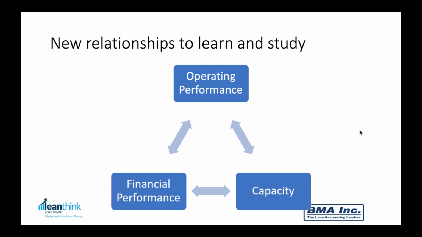If you make an improvement to operating performance, is there a resulting improvement in financial performance? And you can do that with the box score. You can also look at it the other way. If you want to improve financial performance, what level of operating improvements or capacity performance improvements do we need?